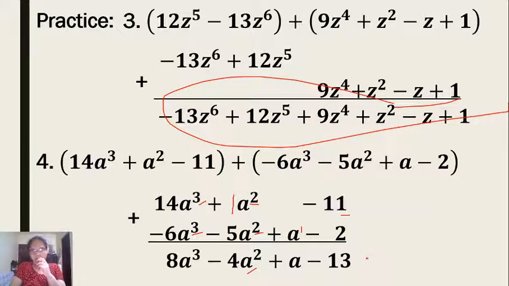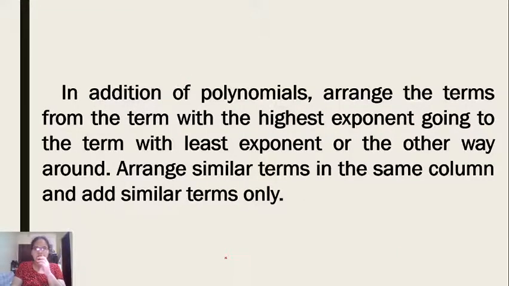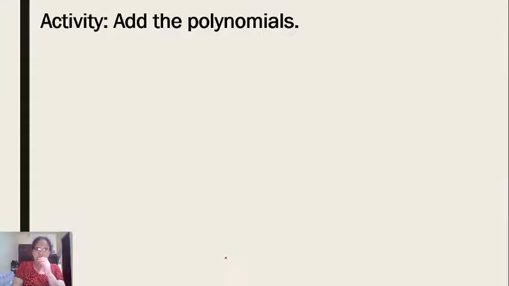So as you see, that's the sum. In addition of polynomials, arrange the terms from the term with the highest exponent going to the term with the least exponent, or the other way around. So we can also arrange them from least to highest in terms of the exponent. Arrange similar terms in the same column and add similar terms only.